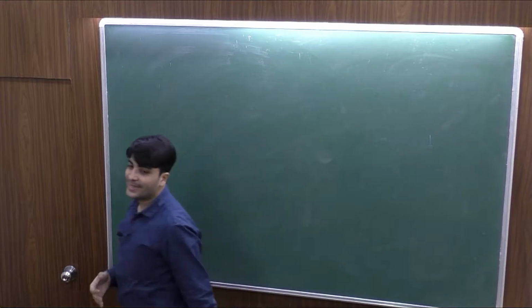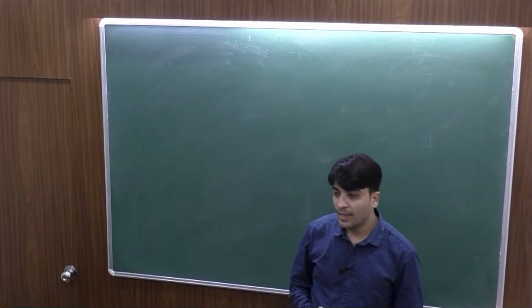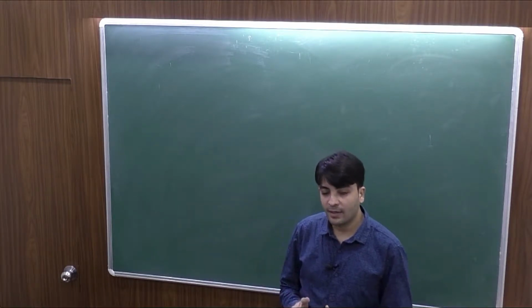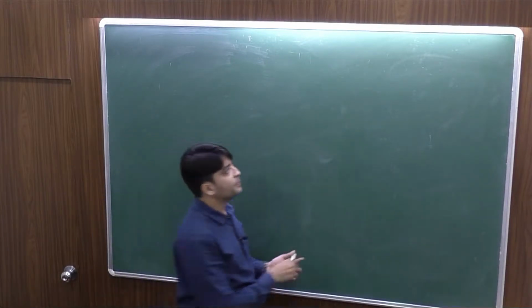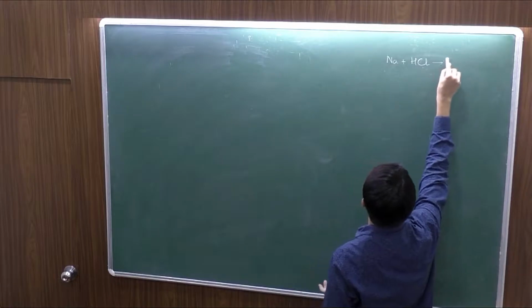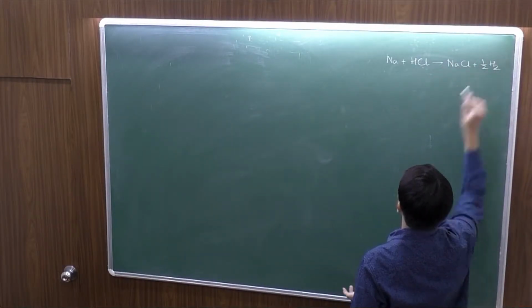The major application of this chapter is to balance the redox reaction. There are many redox reactions which are highly complex and we can't balance them by trial and error method. If I have a simple reaction of Na reacting with HCl, it will form NaCl with half of H2.